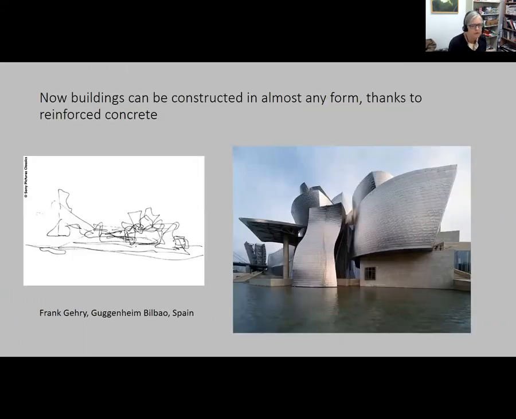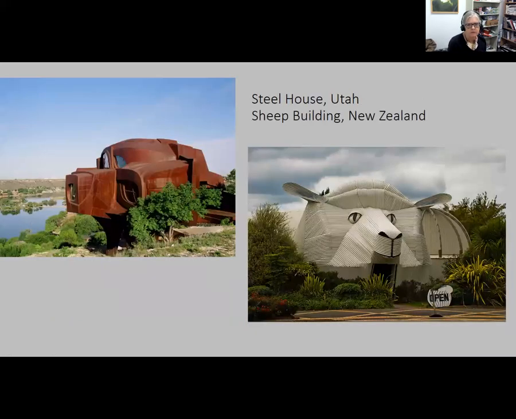Because of reinforced concrete, buildings can be constructed in almost any form. This is the Guggenheim Bilbao in Spain. And Frank Gehry, who designed this, did this little scribbly thing. This is my new building. And then this is the building that was a result of that design. These are buildings that are made out of steel and reinforced concrete.